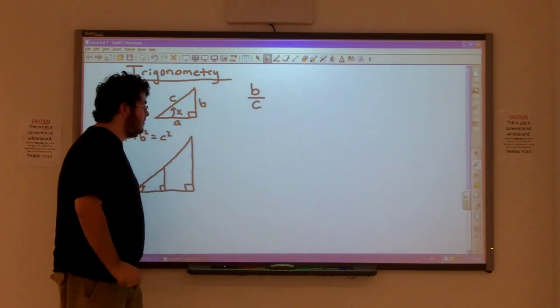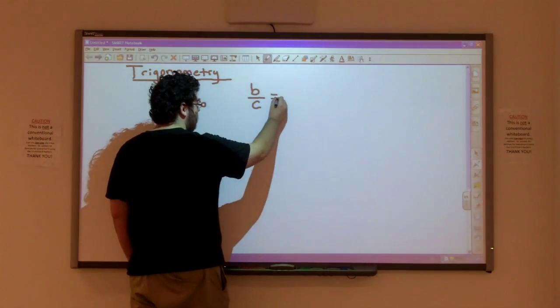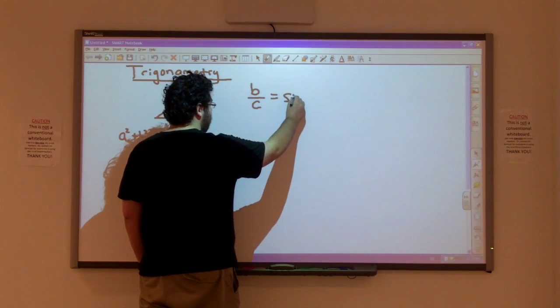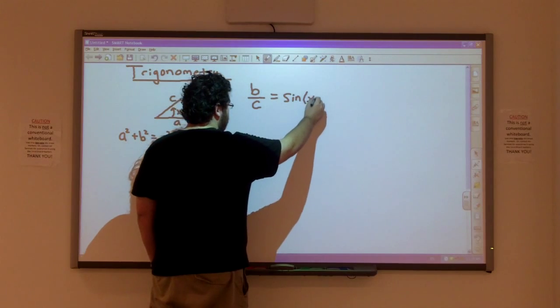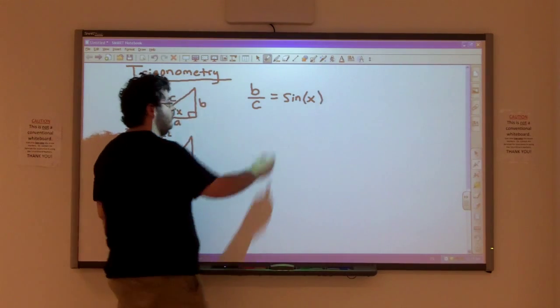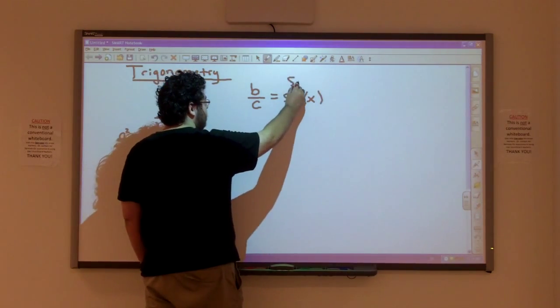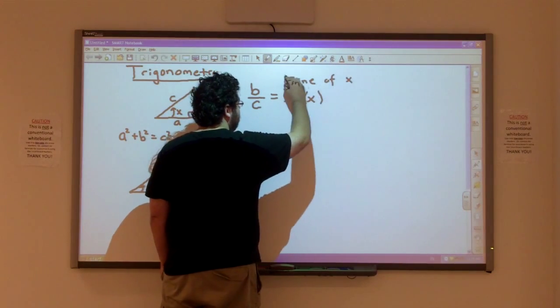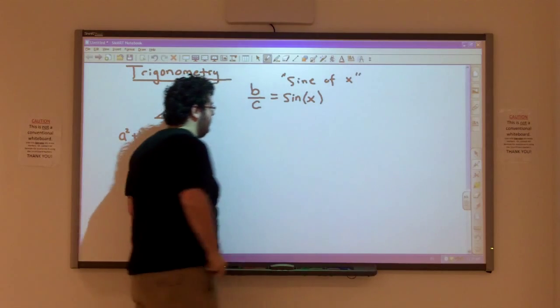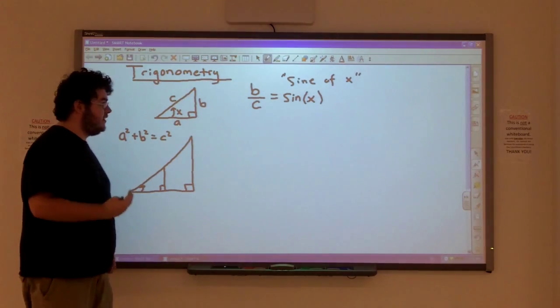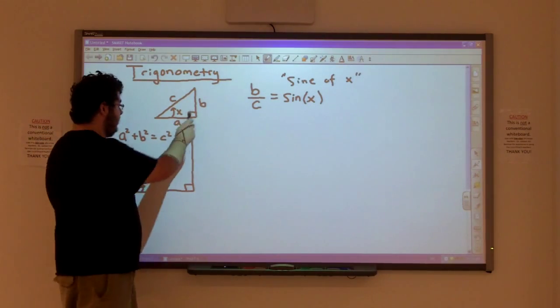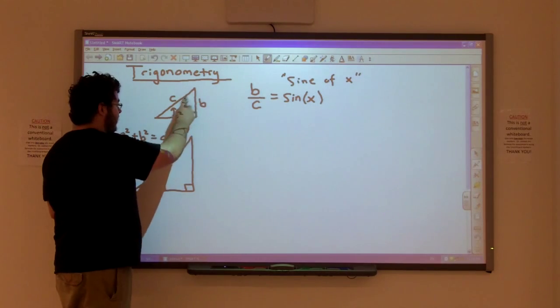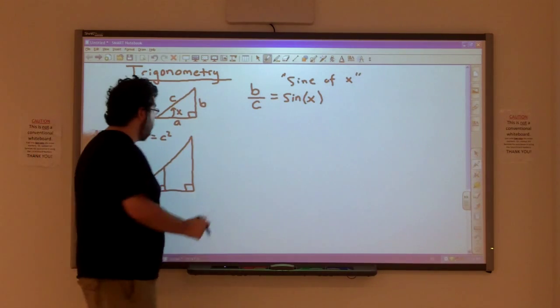We need to give it a name. So we're going to call it the sine of the angle. And if you were to write that out, you would spell this: sine of x. Okay? So the sine of an angle is the opposite side divided by the hypotenuse.